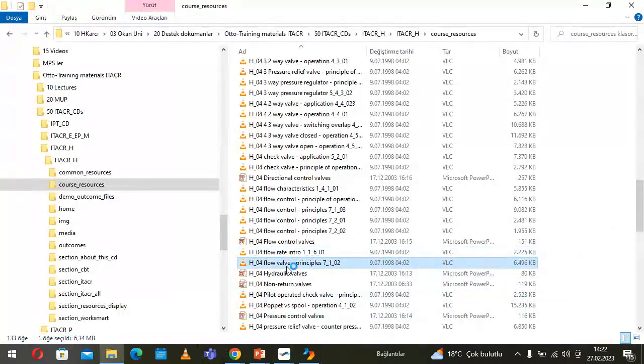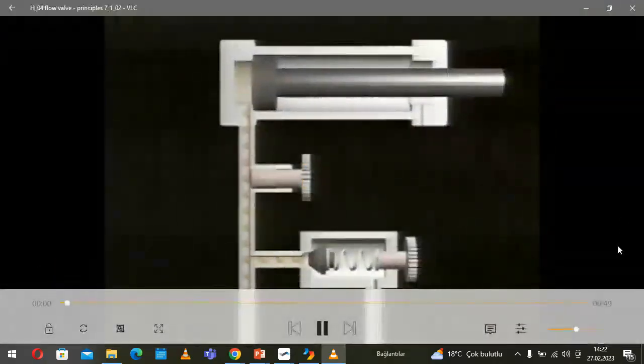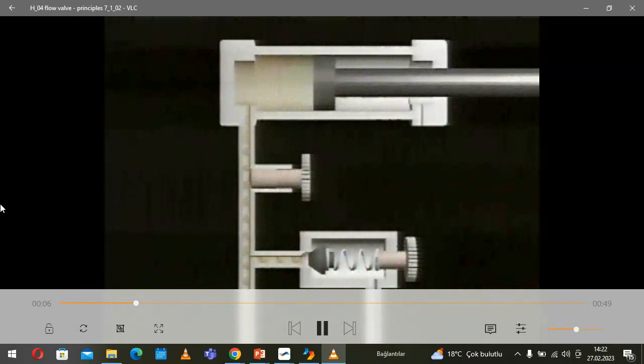And the other one, the principle of the flow rate flow control valve. So this is an important video, shown now. Here we see first the working speed of the cylinder when the restrictor is open.